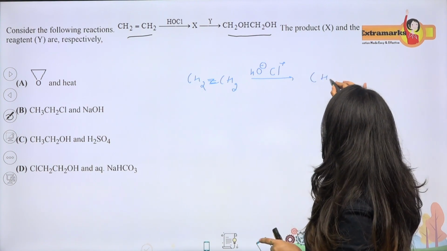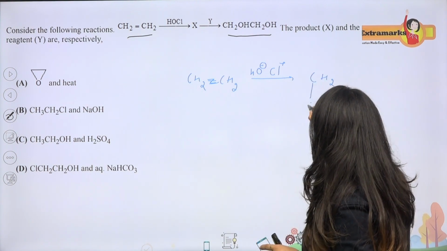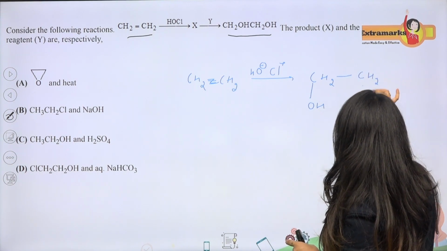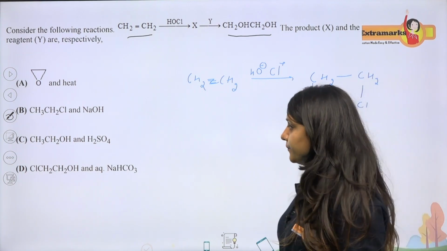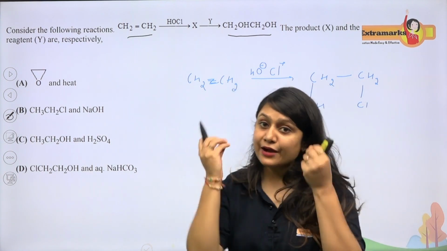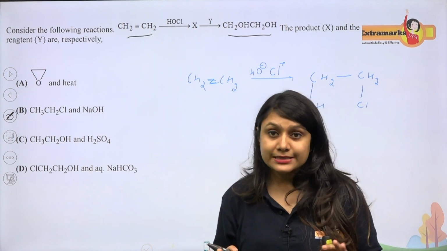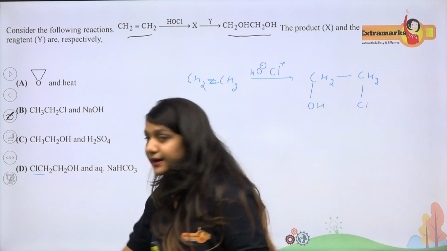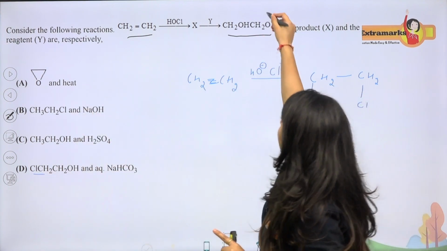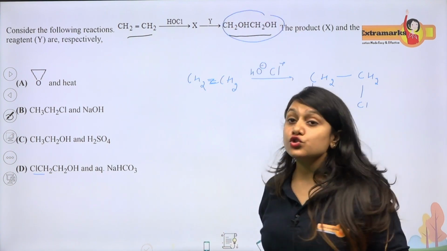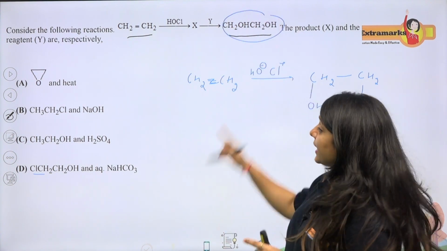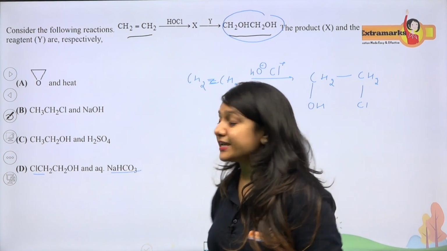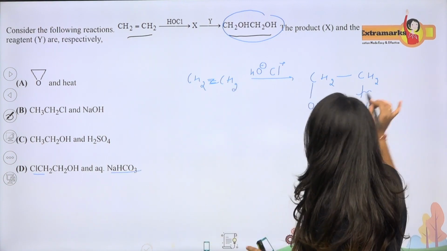As you can see, this CH2 double bond breaks, and there is addition of these two. Is it fine? Okay, so now I hope after this you can get your answer. The correct choice is nothing but D, but you can also conclude how this is going to be formed. You need a basic medium, and aqueous NaHCO3 also works the same. So this will replace Cl and give you OH.